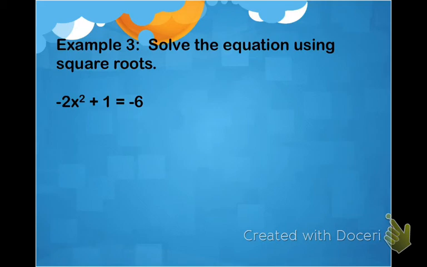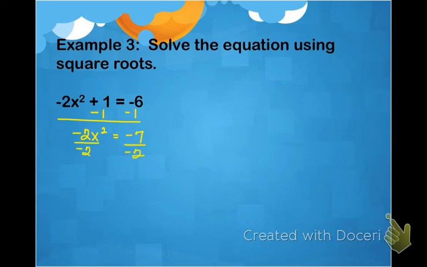When we go to solve this, we can get that x squared by itself. So I'm going to start by subtracting 1 from both sides. And I get negative 2x squared equals negative 7. And you might be thinking right now, but wait, Ramsey, I can't square root a negative number, which would be almost true. But think about, this is kind of like when we did absolute value. Sometimes you're going to do more work that's going to take care of those negatives.